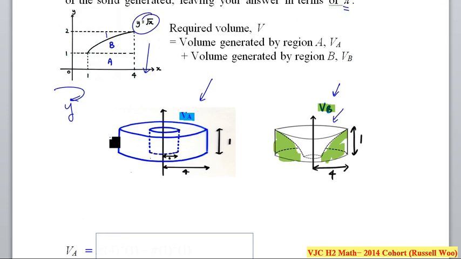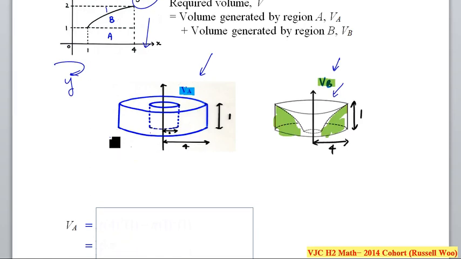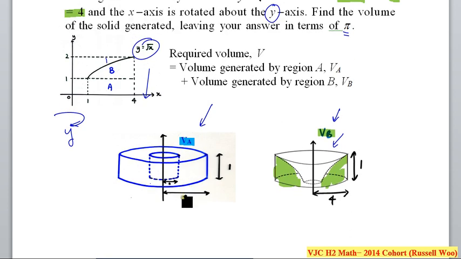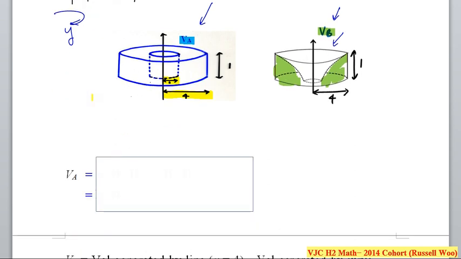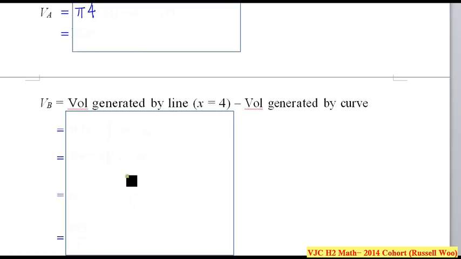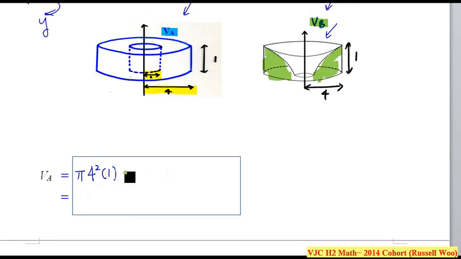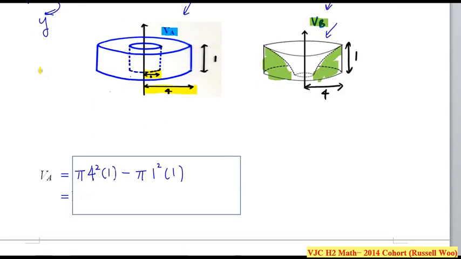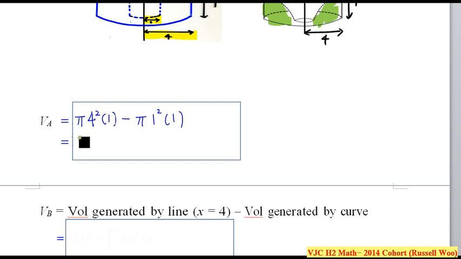How to find VA? VA is easy because it is a hollow cylinder. So I'm not going to use integration. Let's look at A. The bigger radius is 4, the inner radius is 1. Correct? So quite easy. I'm going to say pi 4 squared times 1 minus pi 1 squared times 1. Correct? Because the height here, look here, is 1. Easy. VA is quite easy. Alright, and you get 15 pi.